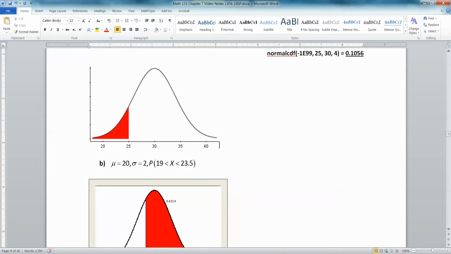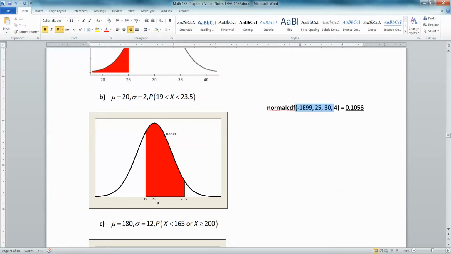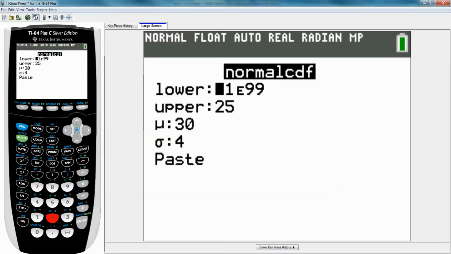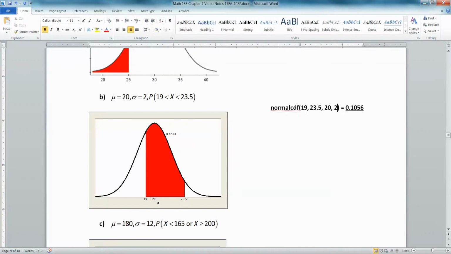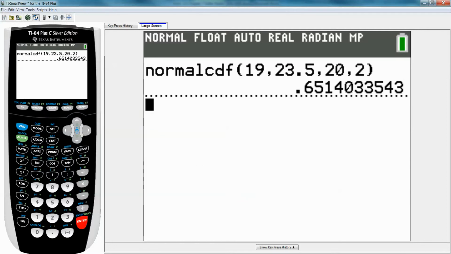All right. Now what about a between probability? Well, actually that's easier. A between probability gives you two edges, so you don't have to bother with the whole 1e99 business. The 1e99 business is what you need when you have a tail shaded, because you're going off to forever on the left. But we don't have a tail shaded, so I'm going to go 19, comma, 23.5, comma, 20, comma 2. Let me type that in. Distribution, number 2, normal CDF. So it's 19, 23.5, 20, and 2. Paste. Enter. 0.6514. There we go.